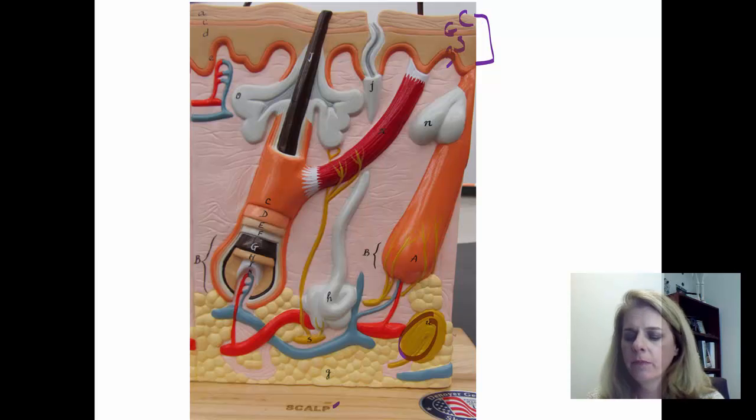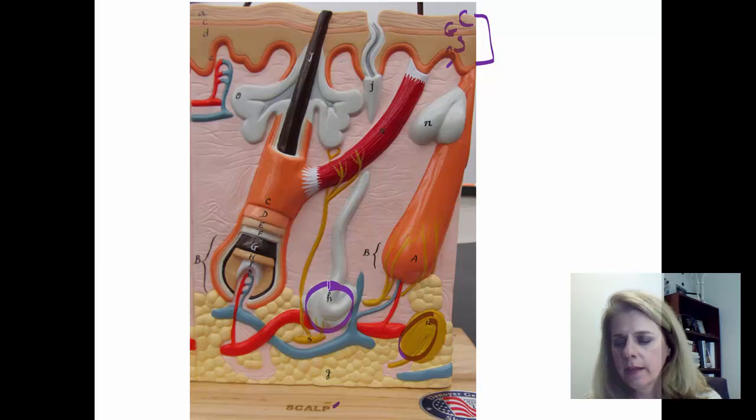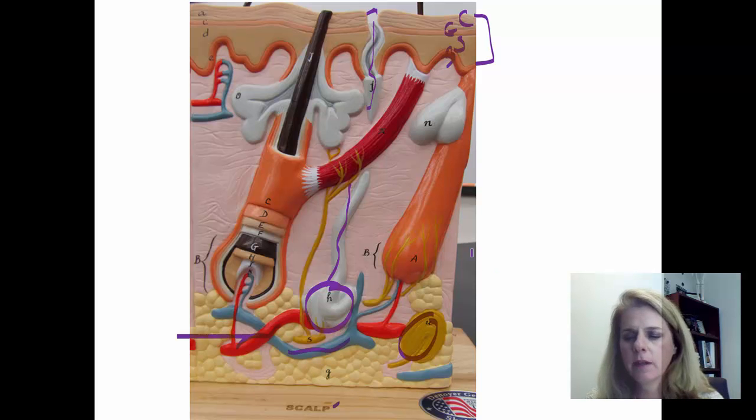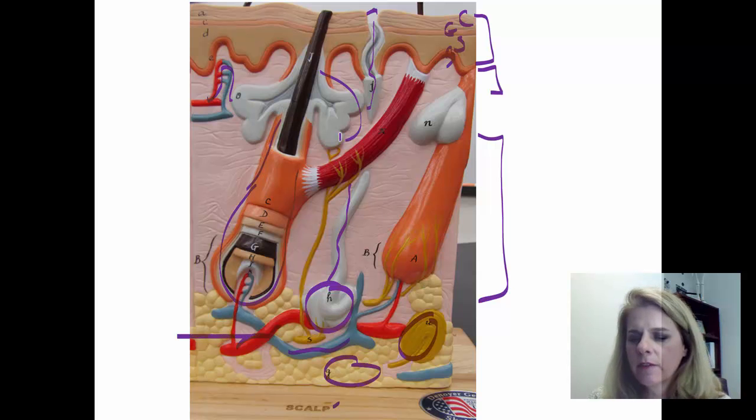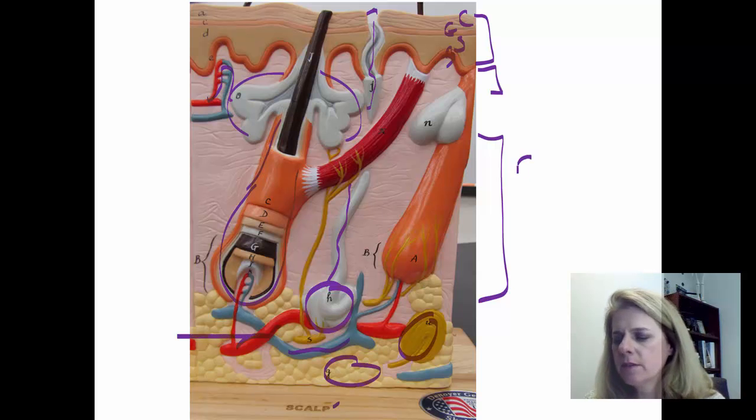We still have eccrine sweat glands that carry their salty sweat to a pore in the skin. We still have veins, arteries, blood supply, and capillaries. We still have our papillary layer and our reticular layer of the dermis. We still have hypodermis, and we have a hair, just like we did in axillary. But this time we have a different type of gland, and this is the sebaceous gland.